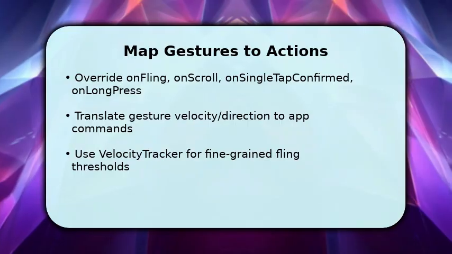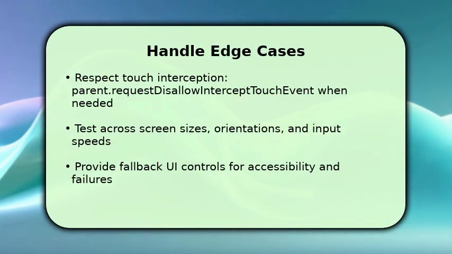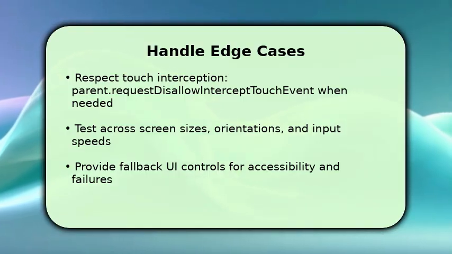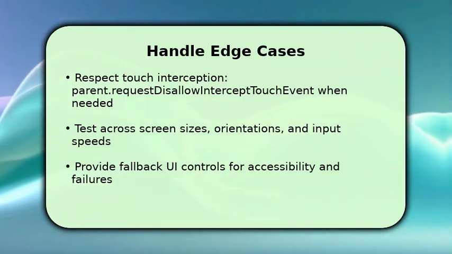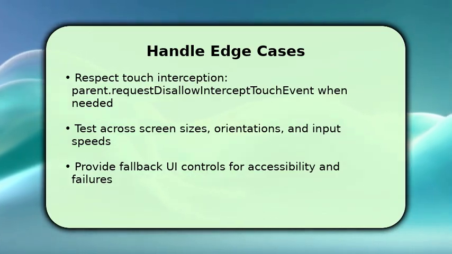Handle touch interception with the parent. Request disallowInterceptTouchEvent when a child should keep the touch stream. Also adapt thresholds for different screen densities and test in both orientations and with varied input speeds so gestures don't feel twitchy. Finally, add fallbacks and accessibility.